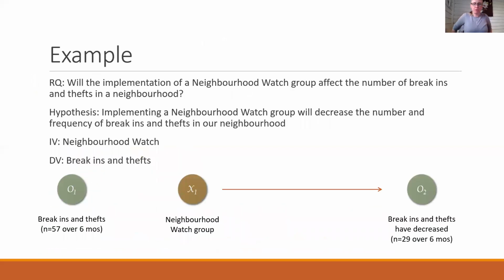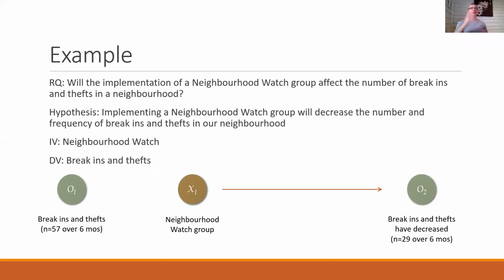Let me talk about an example here that we could easily collect and very simply collect to see if an independent variable has had an effect. If this is my research question, will the implementation of a neighborhood watch group affect the number of break-ins and thefts in a neighborhood? Then my hypothesis will be a statement, and this is how I think those variables are related. Implementing a neighborhood watch group will decrease the number and frequency of break-ins and thefts in our neighborhood.